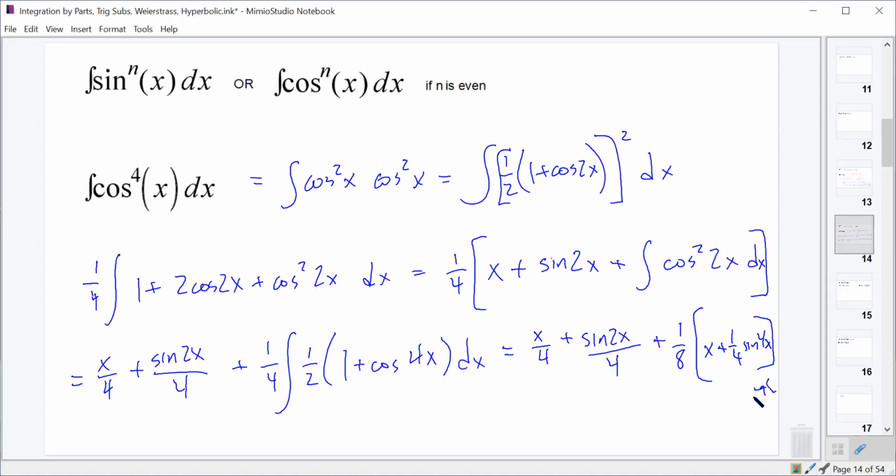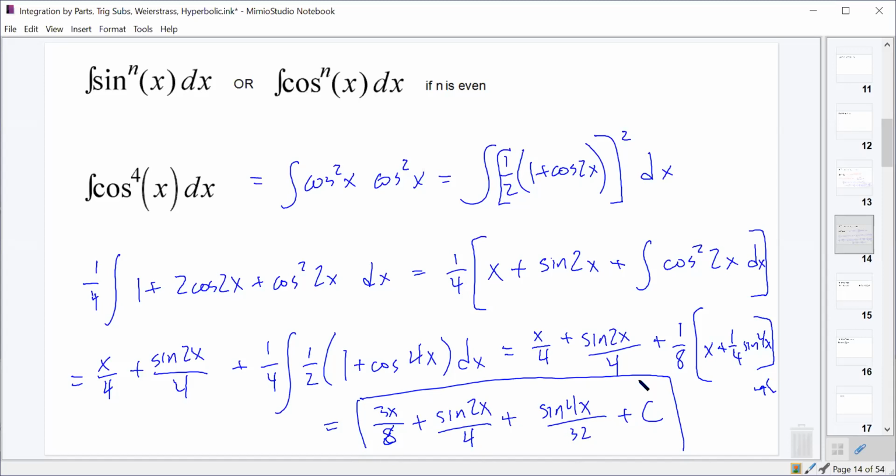Plus c. And then if we just simplify all this out, we're going to have an x over 4 plus an x over 8, which is going to be 3x over 8. We've still got sine 2x over 4. And then we've got 1/32 of sine 4x, so sine 4x over 32. Plus a constant. Good or no?